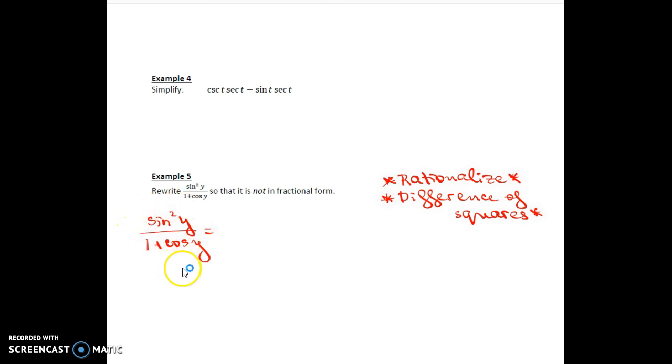I start by writing out my original expression. Then we're going to replace the sine squared of y with 1 minus cosine squared of y. And I still have the same denominator, 1 plus cosine of y. Oh, now I do see a difference of squares. I really have 1 squared minus cosine squared of y.